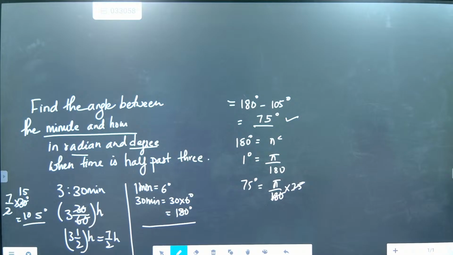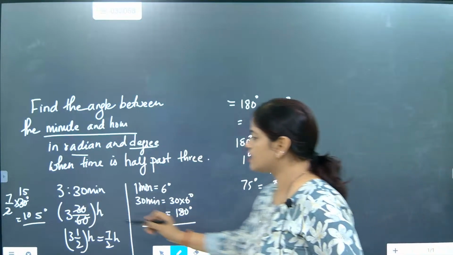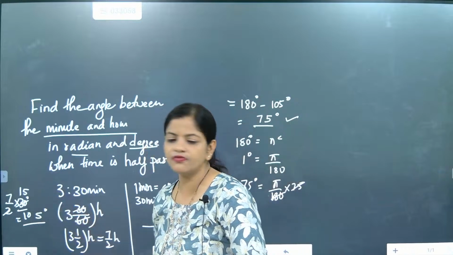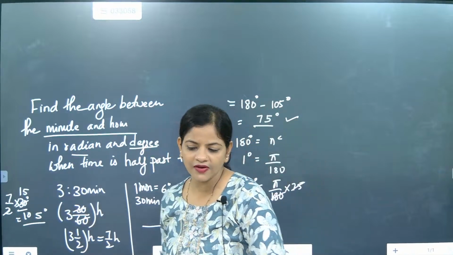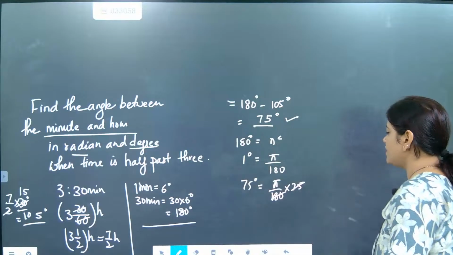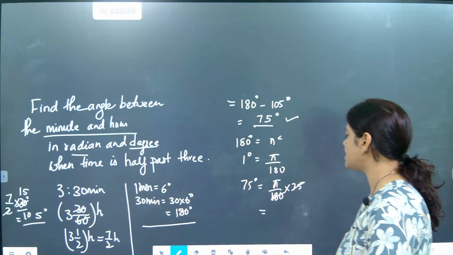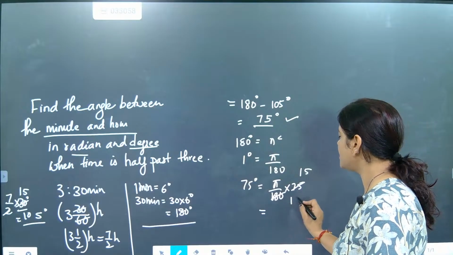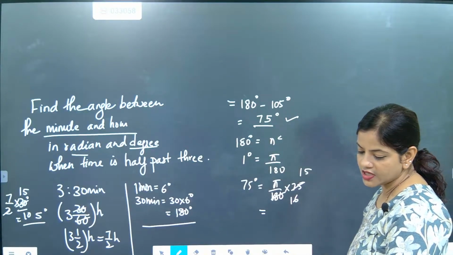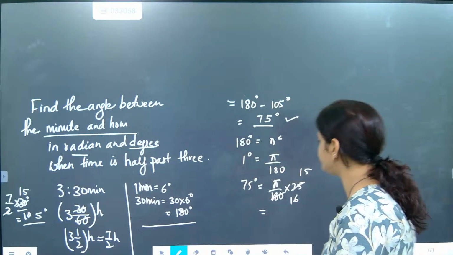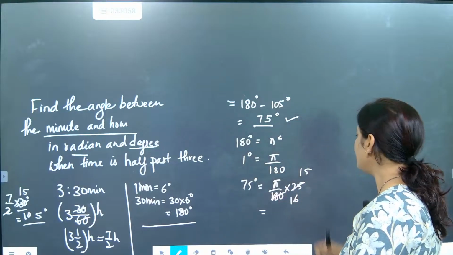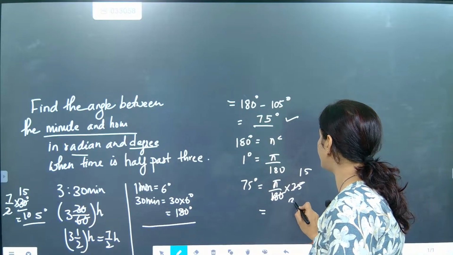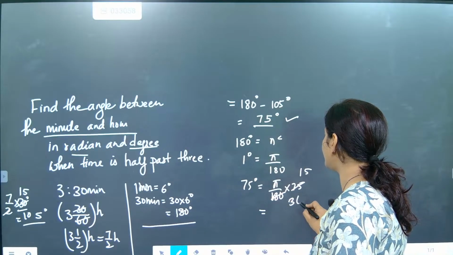Check one more time, you made a mistake. 7 by 2 into 30 will come, so it is coming as 105 degrees. Check that, 105 degrees. So once you subtract, beta is 75 degrees. Now pi by 180 into 75: 5 ones are 5, 5 fives are 25, and 5 sixes are 30.